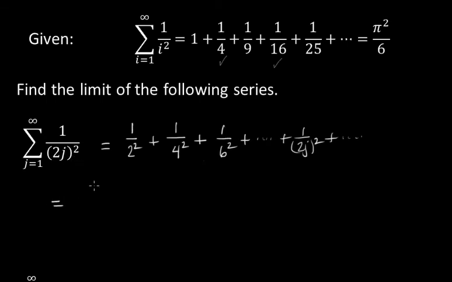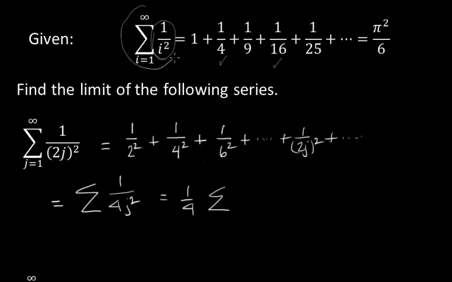Let me write this as summation 1 over 4j squared. I mean, it's just something you can try. But I look at that and I say, oh, that's 1/4 times this. So that will help me. I'm going to take the 1/4 out using the theorem, because we know this is a convergent series.